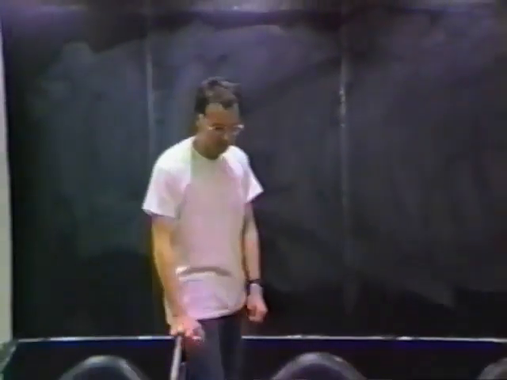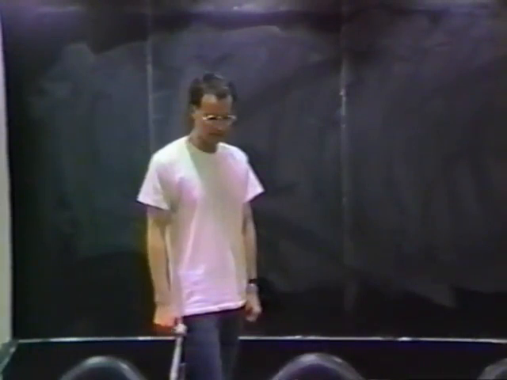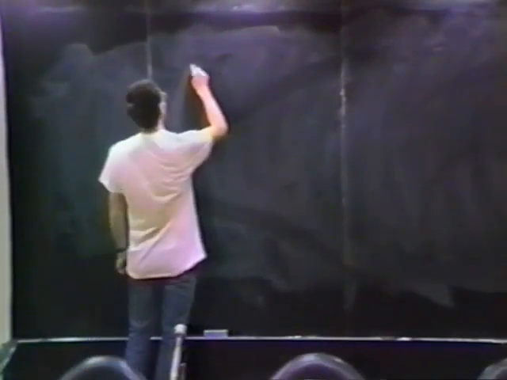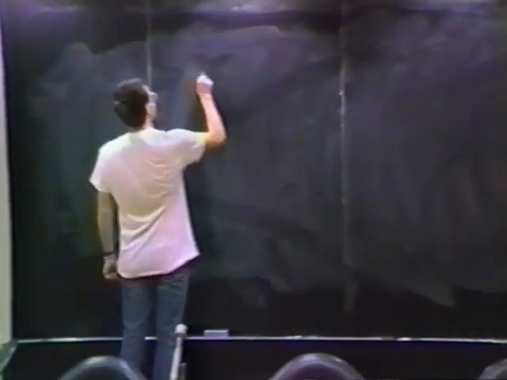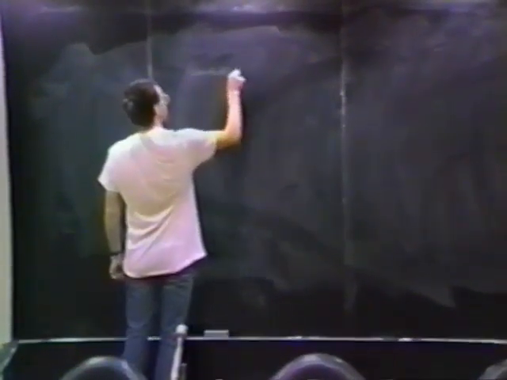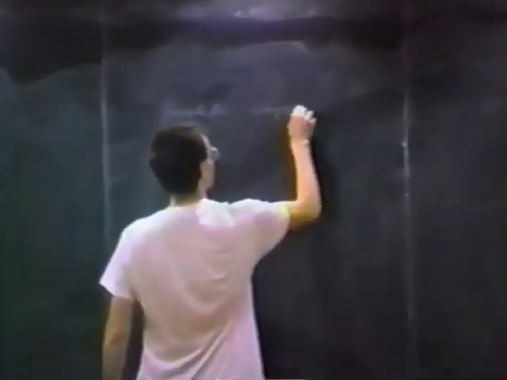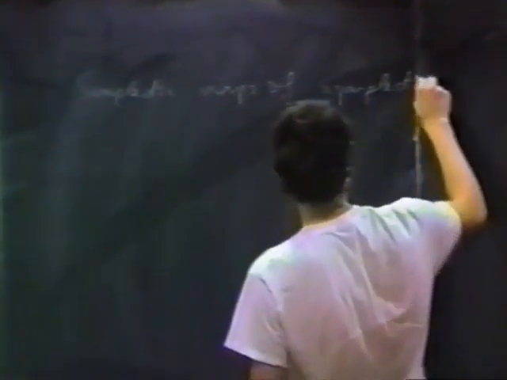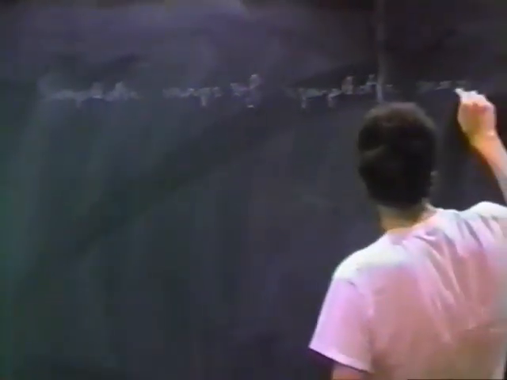Well, the object of the Arnold Conjecture is symplectic maps of symplectic manifolds. So maybe in particular, what we want to know about these maps are fixed points.